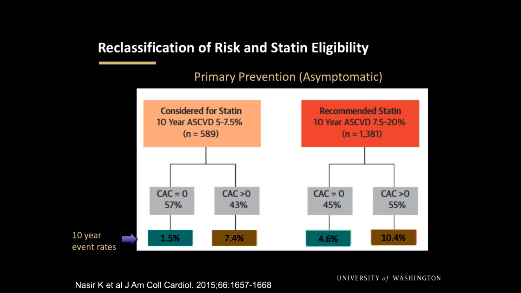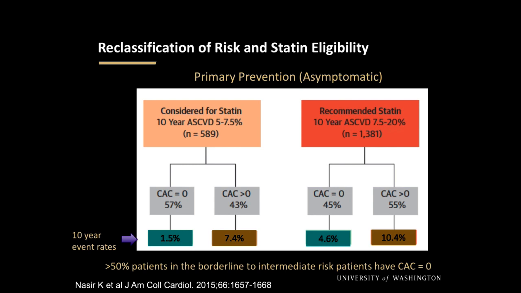And these are all individuals that weren't on a statin at the time of this analysis. And I think one of maybe the major points here is that among this group of individuals, over 50% of them had a 0 calcium score. And with a 0 calcium score in this group, their 10-year risk was down-classified. So on the left, a calcium score of 0 decreased their 10-year event rate to 1.5%. Or those patients with a 0 calcium score had an event rate of 1.5%.